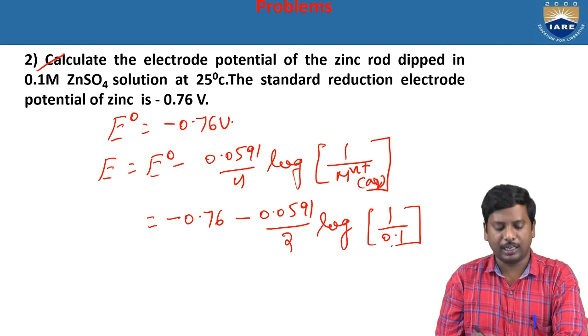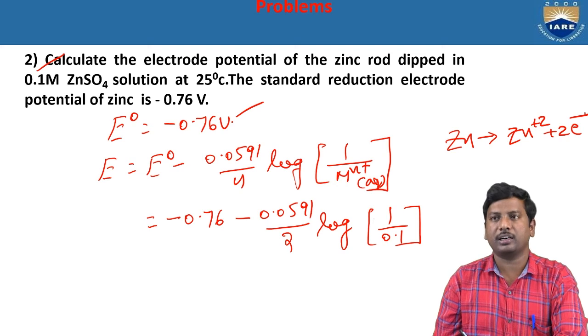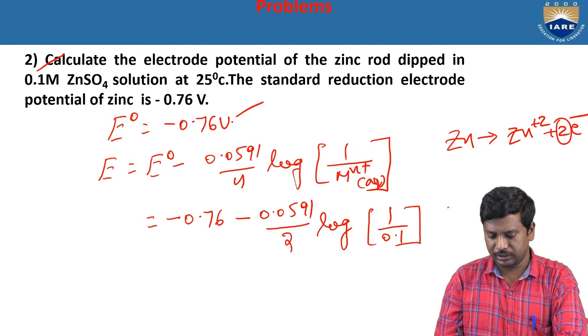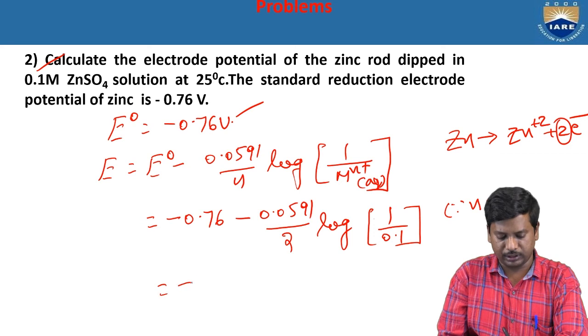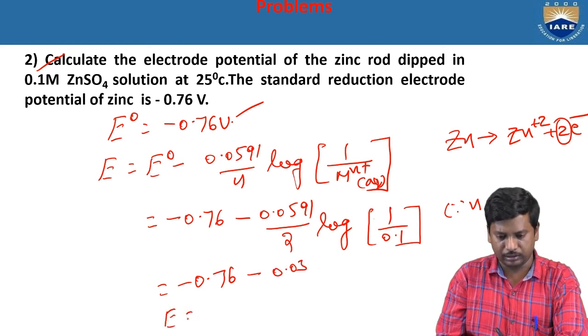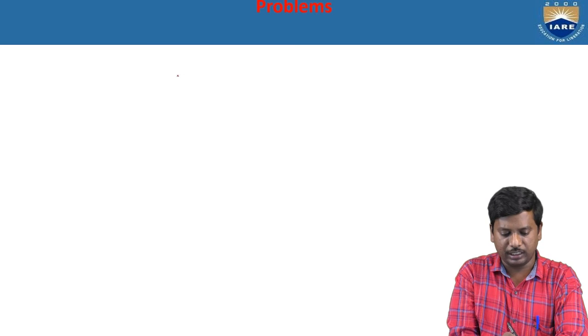Why? Because as per the standard electrode potential, zinc undergoes an oxidation reaction. That means zinc gives Zn 2 plus and 2 electrons. How many electrons are in the reaction? 2 electrons when zinc undergoes the oxidation reaction, so n is equal to 2. Now substitute in this equation: minus 0.76 volts minus 0.03, and finally we got the cell potential as minus 0.79 volts.